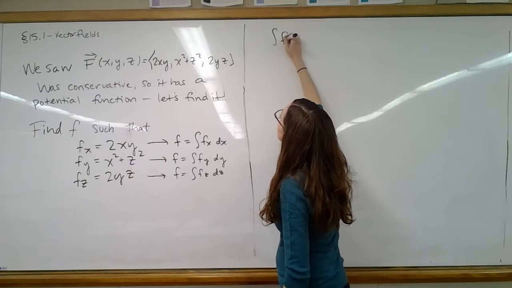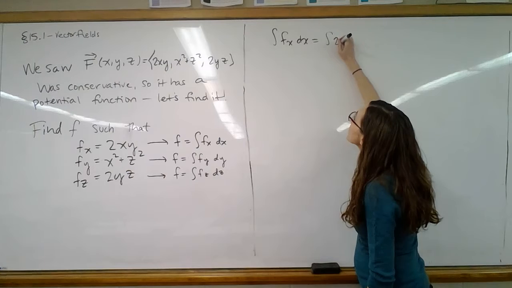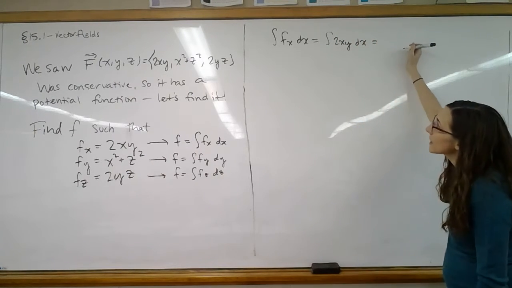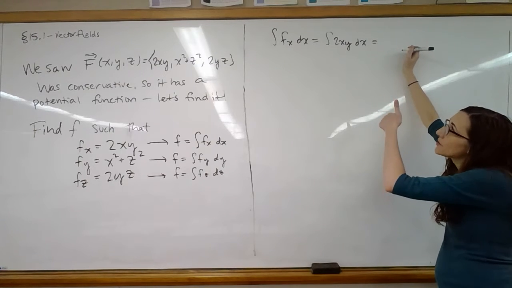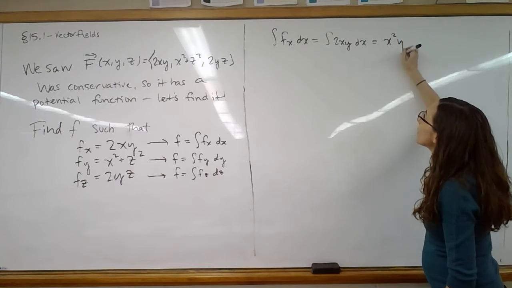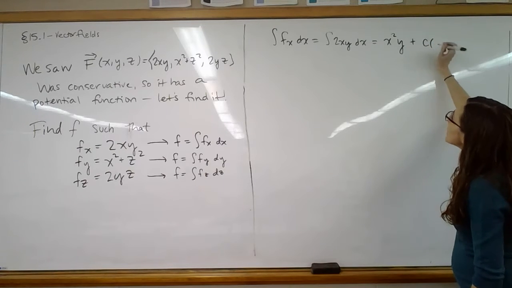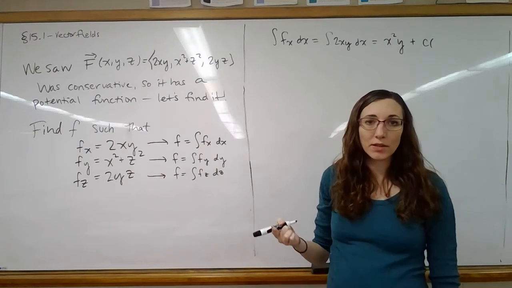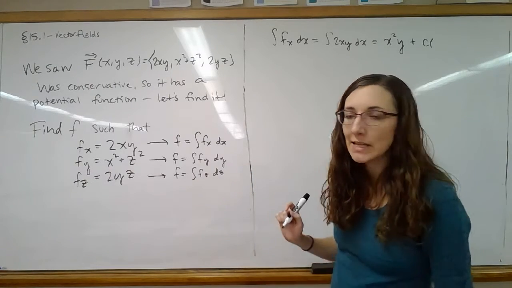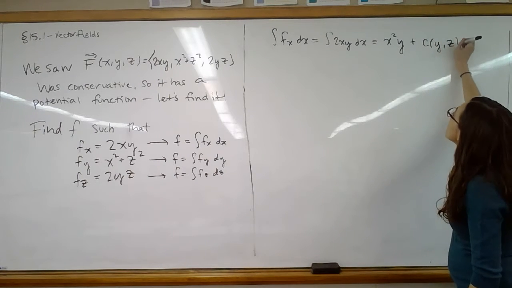So the integral of f sub x dx is the integral of 2xy dx, which in this case, the x is going to go up to x squared and divide by 2, so the 2's cancel. So we end up with x squared y. And then again, we get plus some sort of constant function, but this time there's more than one variable that's constant. When we're integrating with respect to x, both y and z are constant. So this is some function of y comma z.